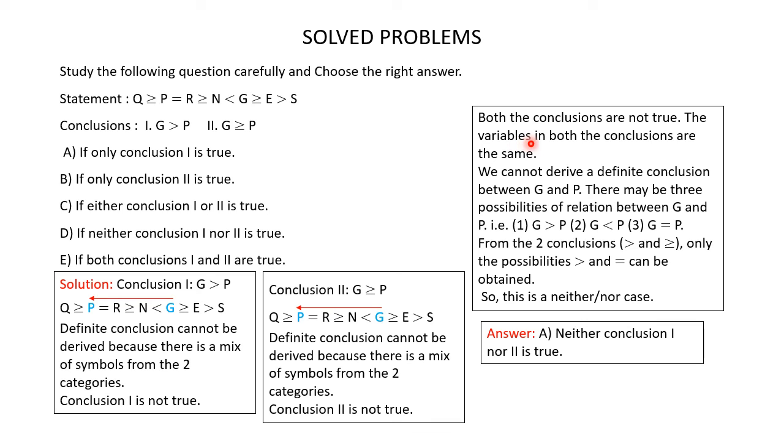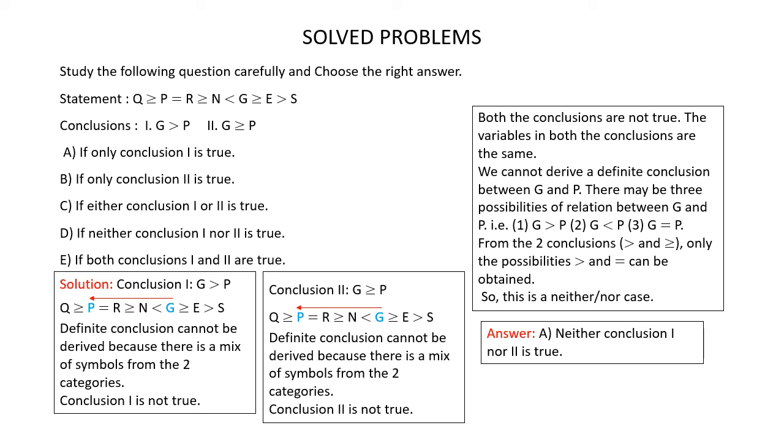When you look at the two given conclusions, you will see that the variables in both the conclusions are the same. Now we have not been able to derive a definite conclusion between G and P, but there may be three possibilities of relation between G and P. G can be greater than P, G can be less than P, or G can be equal to P. Now, when we look at the two given conclusions, we have the symbol greater than and greater than or equal to. So from the two conclusions, only two possibilities, G is greater than P and G is equal to P, can be obtained. So only two possibilities can be obtained.